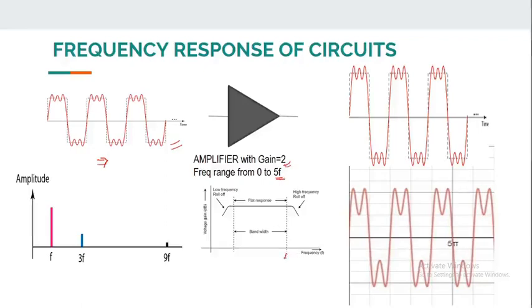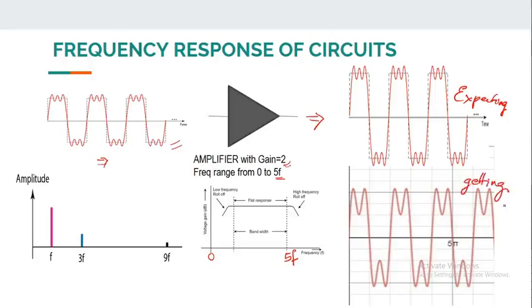Its response, this is 0 to 5f, and it will give a gain, or it has a frequency response less than 5f. If that is the case, this signal is applied. Actually, theoretically, we are expecting a result like this. The same wave shape will be amplified or doubled like this. This is what we are expecting. But the result we actually get will be like this.